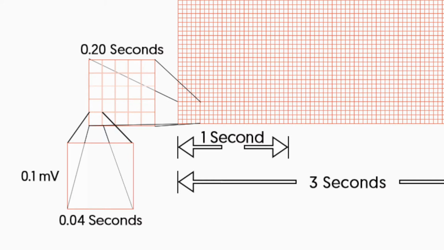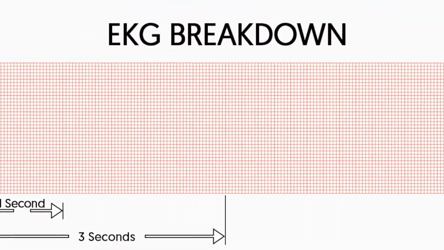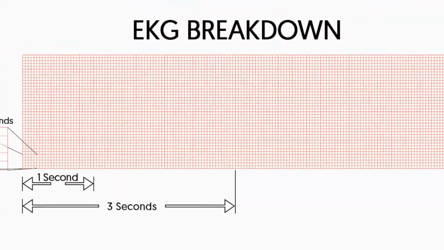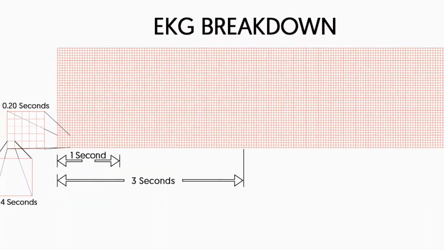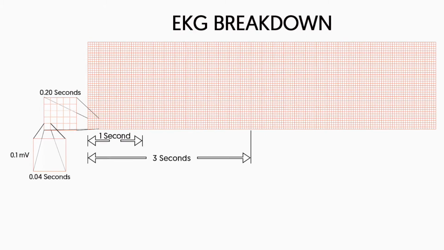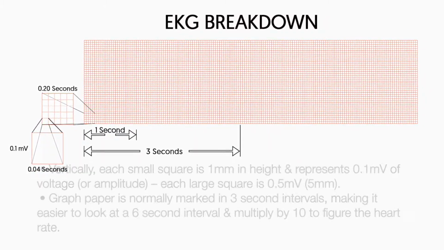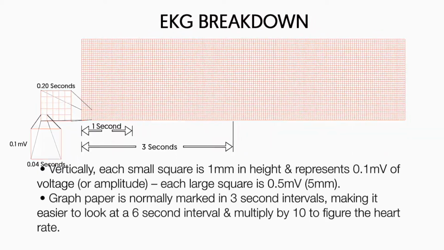Each horizontal millimeter square represents 0.04 second, and each thick line or large square represents 0.2 second. 5 large squares equals 1 second, and 300 large squares equals 1 minute. Vertically, each small square is 1 millimeter in height and represents 0.1 millivolts of voltage or amplitude. Each large square is 0.5 millivolts or 5 millimeters.